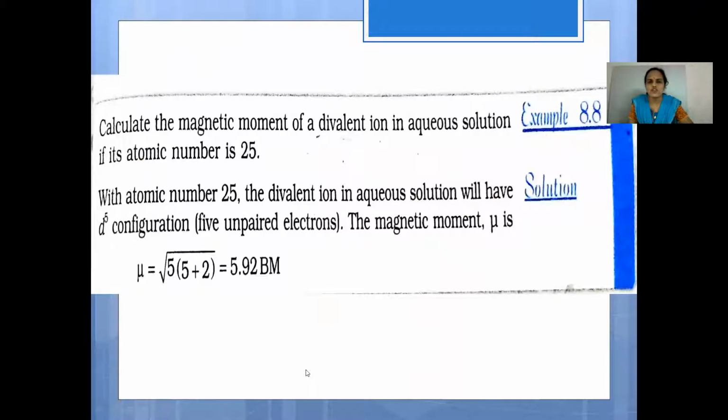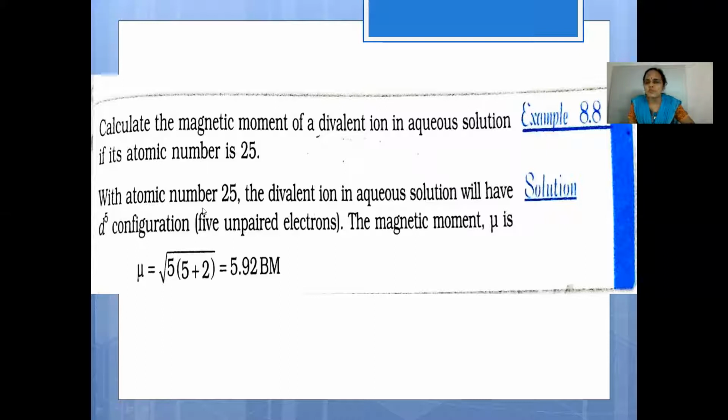So look at the question here. The question is, calculate the magnetic moment of a divalent ion in aqueous solution if its atomic number is 25. So it's a divalent ion, meaning the element is present in its +2 state, having the charge M in +2 state. And its atomic number Z is 25.